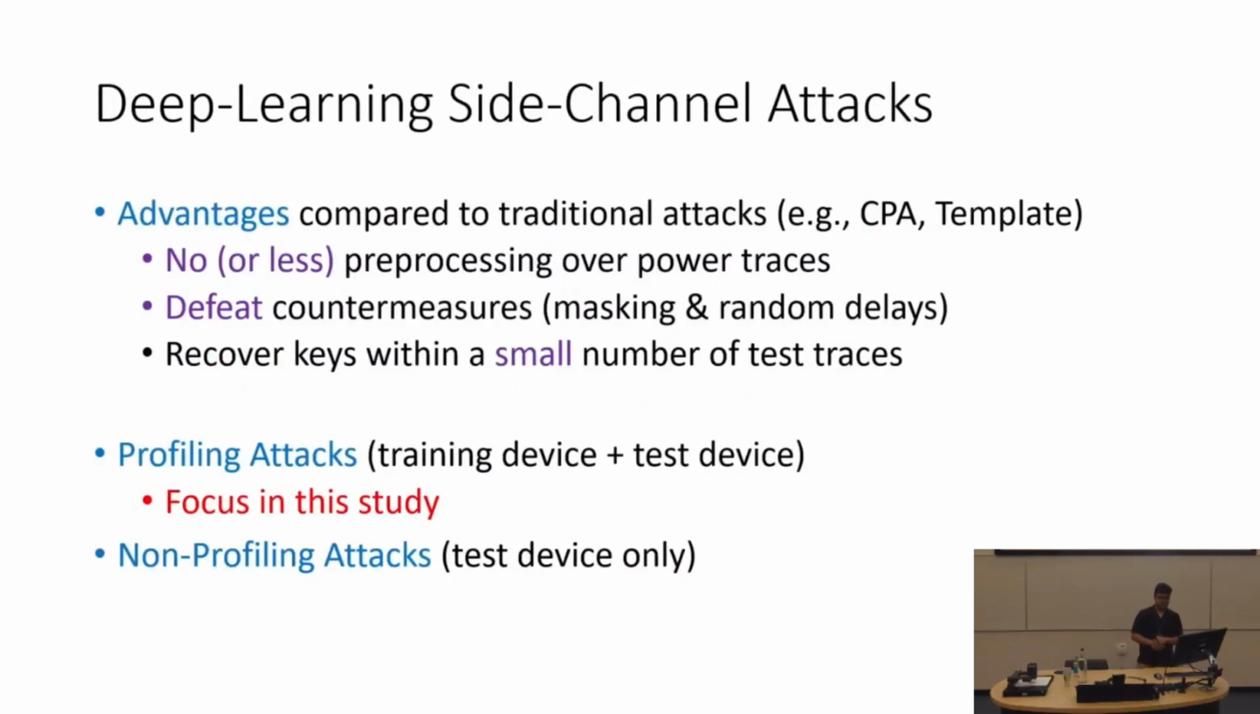Deep learning side-channel attacks offer certain advantages over traditional attacks, such as CPA and template attacks. They require no pre-processing over power traces. They're able to defeat countermeasures such as masking and random delays. And they're able to recover the keys with a smaller number of test traces.